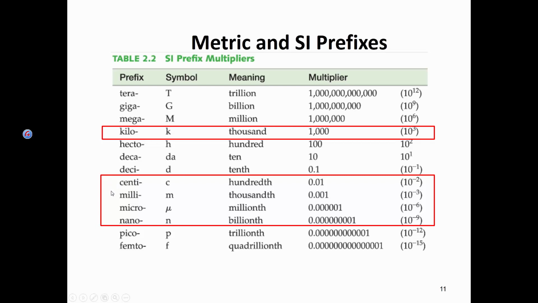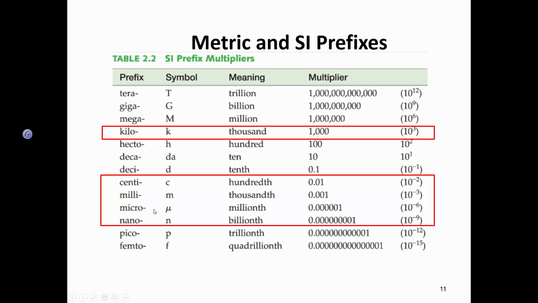So centi, milli, micro, nano. So centi means 1/100th, so that's 100 times smaller. It means 10 to the minus 2. Okay, so in scientific notation, milli means 10 to the minus 3. From there, we're going to go down by a factor of 3 each time.